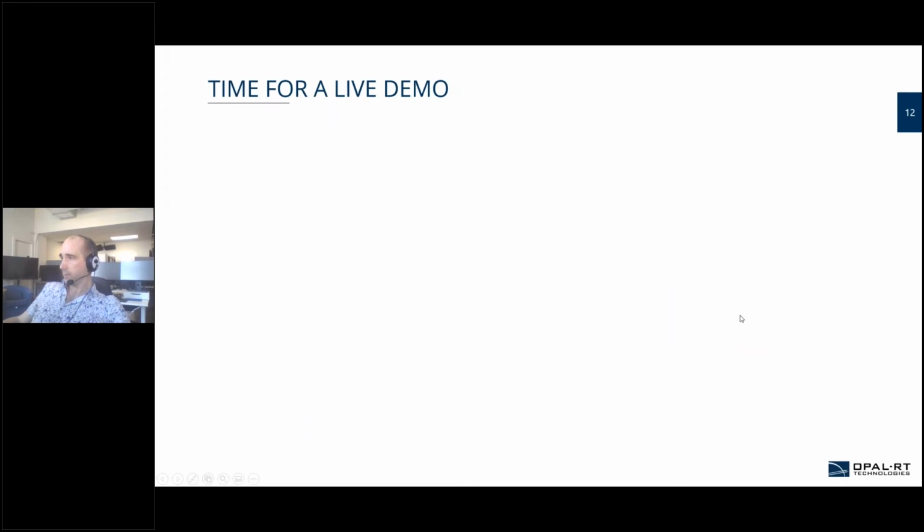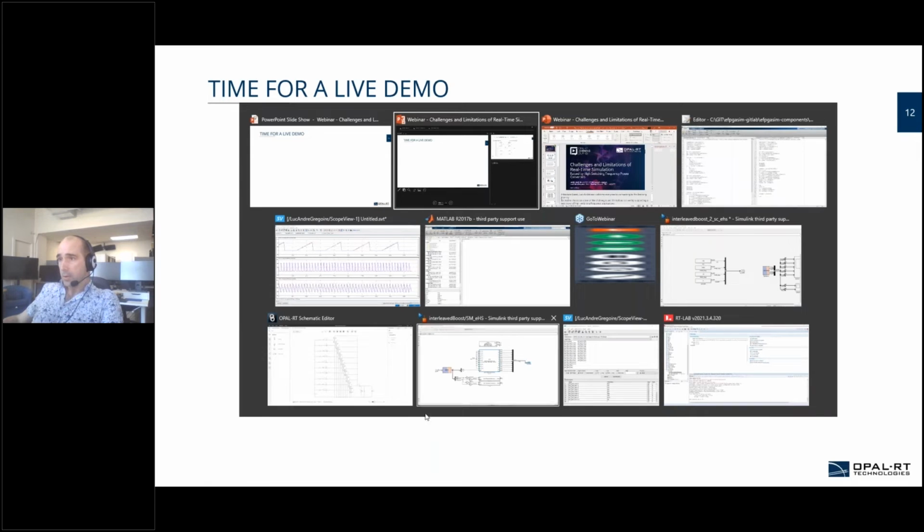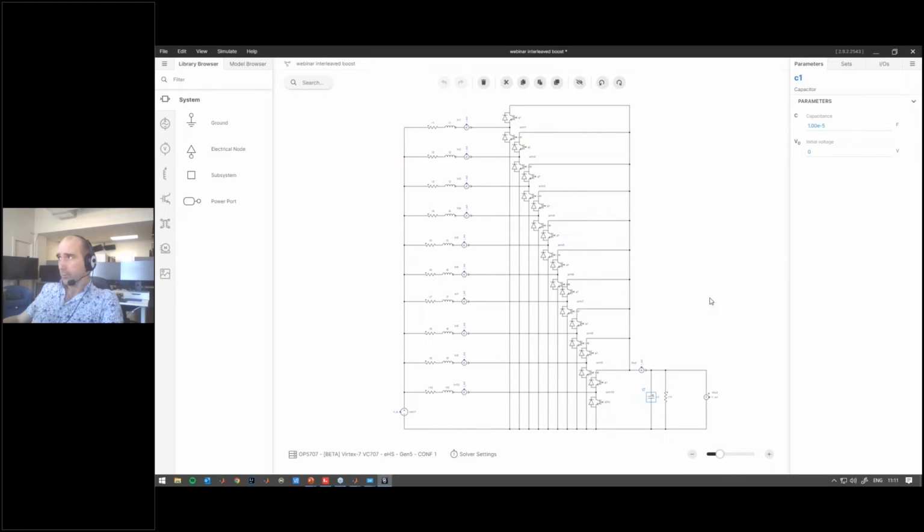Now we're going to go for a very small demonstration to show you a bit what we're talking about. So if we look at the model, I'm not sure how well you can see it. This is an interleaved boost. So we put 10 phase, 10 legs that are all phase shifted by 10 degrees. And so we have a 50 microhenry inductance and I think 10 microfarad capacitance. The idea might not be very realistic, but it's really to show you how the model would behave.